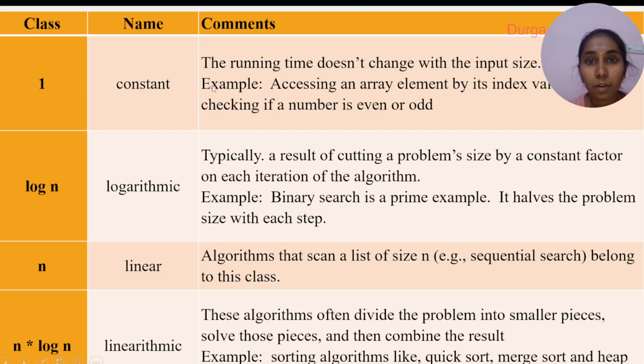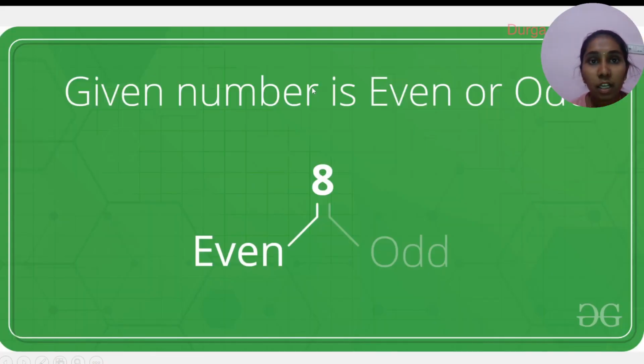is order of 1. Okay, so the example is checking whether a number is even or odd. Let's see, if the input value is 8, it will take some amount of time. If the value is 150, it will take the same amount of time. So here the task is that the algorithm needs to check whether the number is even or odd. Whatever the number, it will perform the same operation. It will check even or odd. So it is taking a constant amount of time, and that's why the time complexity is order of 1.